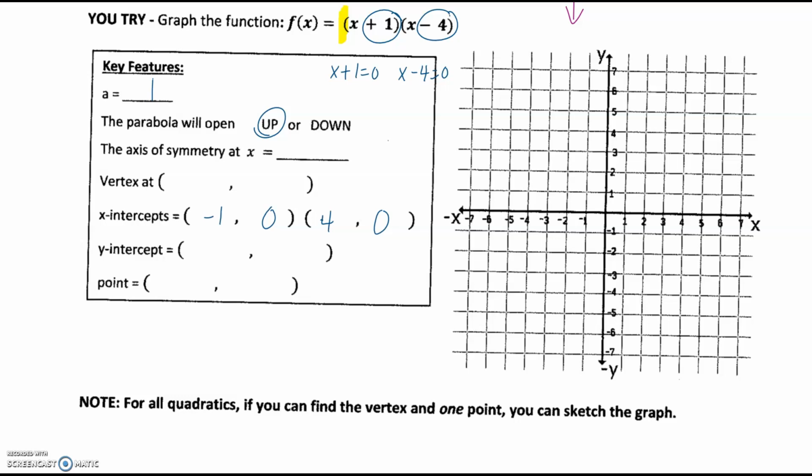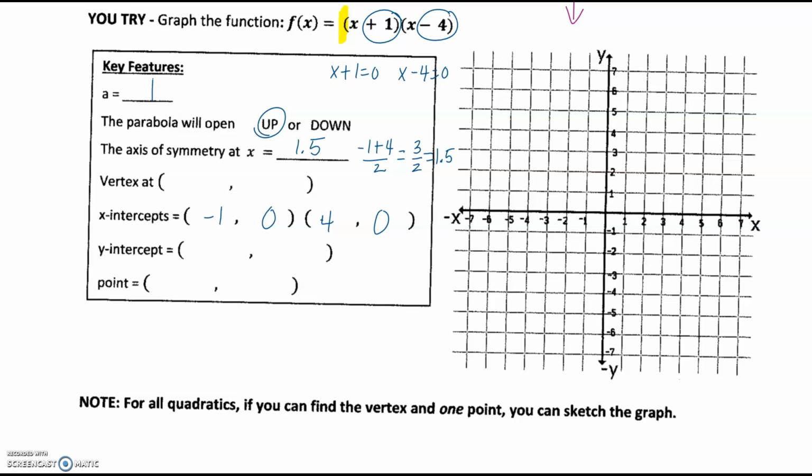Okay? Our axis of symmetry, that becomes when we take our negative 1 plus 4 and we divide by 2. Negative 1 plus 4 is 3 over 2, and 3 over 2 equals 1.5. This time, we're going to be going between 1 and 2 when we make our axis of symmetry.